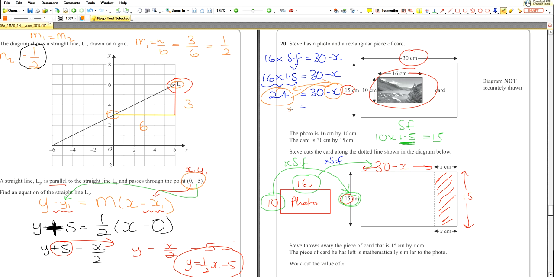What do we get now? We get 30, positive x now, because with minus we didn't like the minus. So would it be 30 plus 24? 30 minus 24. Yeah. So x will give us a value of 6. So the answer to question number 20 is 6. Well done, folks. Well done.